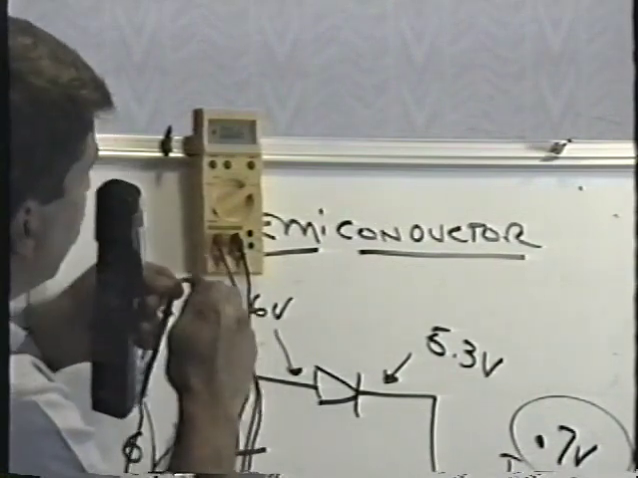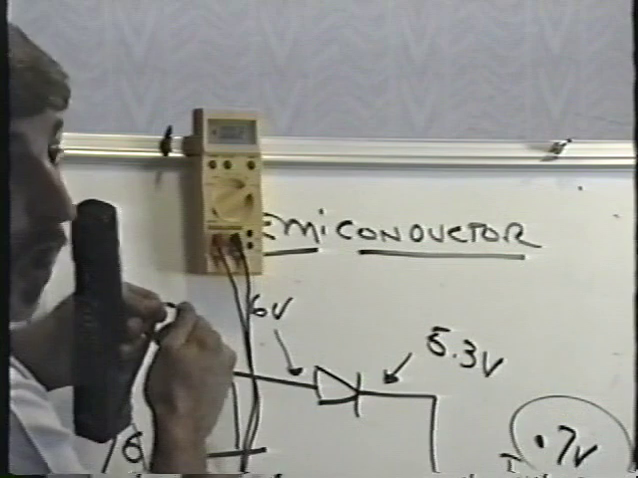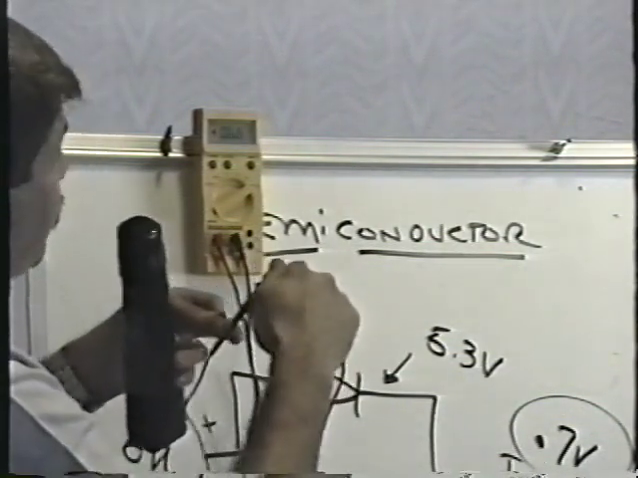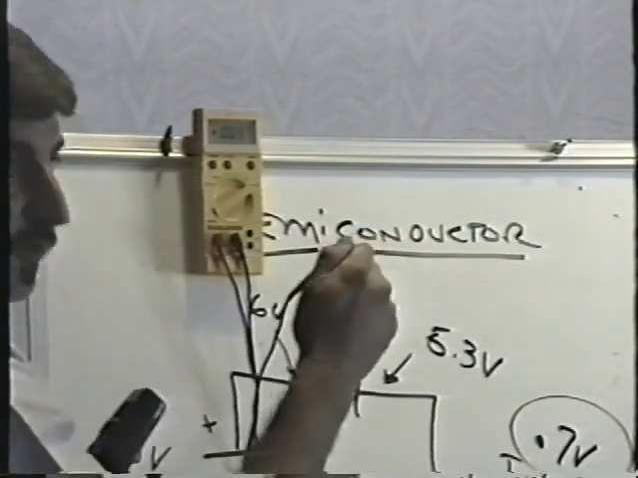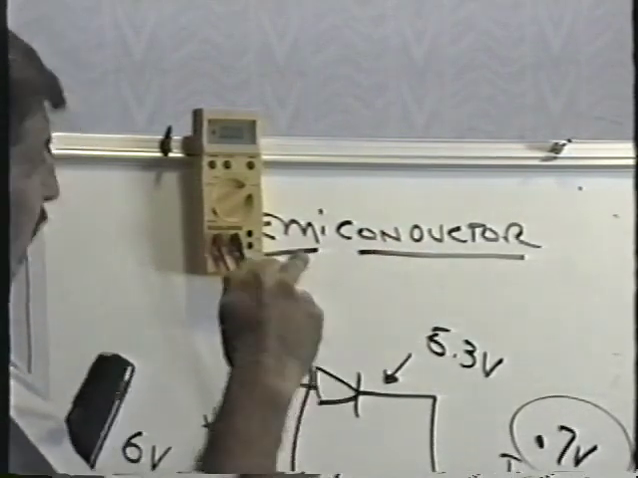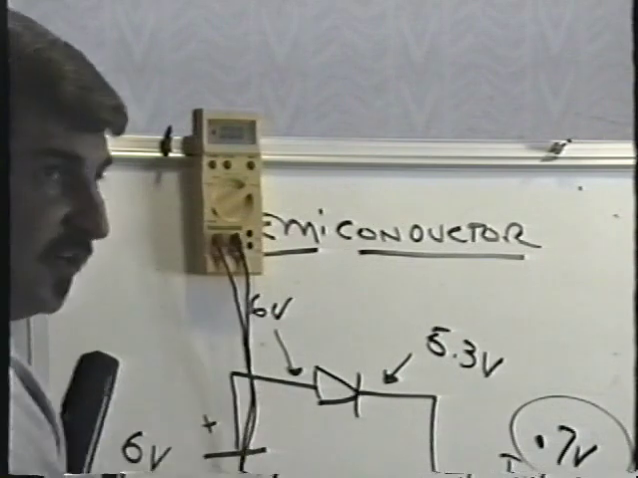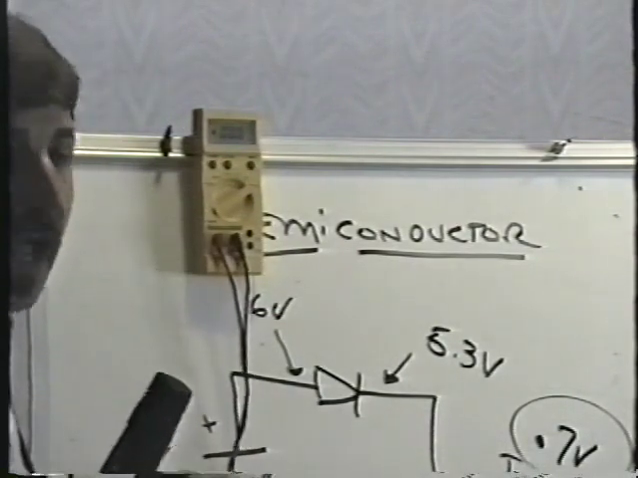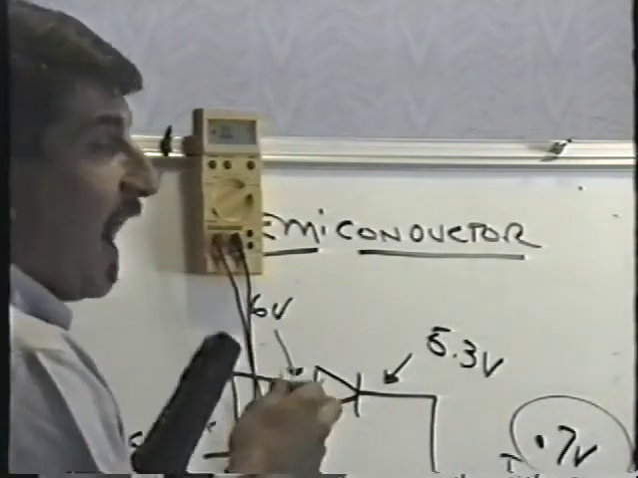What's wrong with this diode? No, it's shorted. It's the opposite of open. Look, if you touch your two meter leads together, do it right now. Touch your leads together. Beep. You see what your meter says? 0.000 probably. That's what diodes do when they fail.